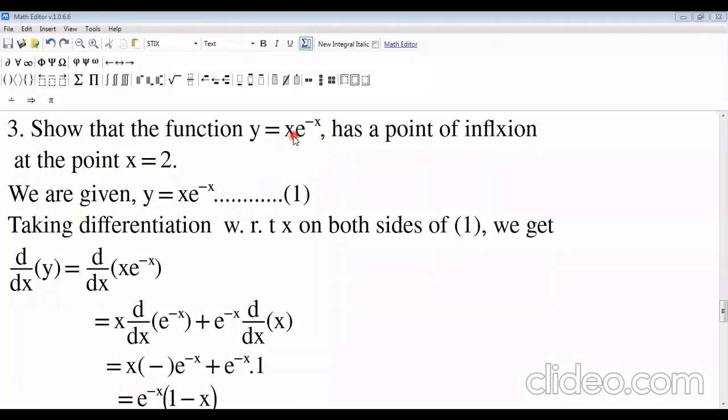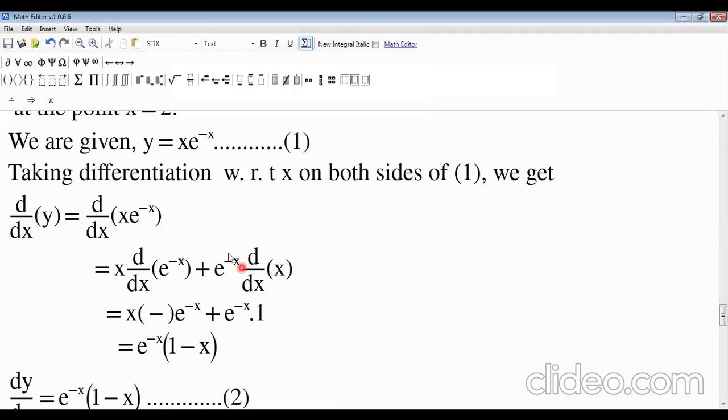Show that the function y equals x into e to the power minus x has a point of inflection at the point x equals 2. Now we are given y equals x into e to the power minus x, which is equation number 1. Taking differentiation with respect to x on both sides of equation 1, that means taking d/dx on both sides, same procedure as the previous two examples. Since this is the product of two functions, you have to use the product rule in differentiation. What was the rule? First function into d/dx of the second function plus second function into d/dx of the first function.